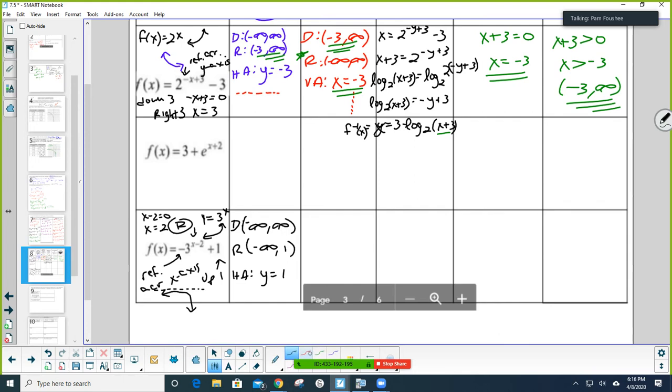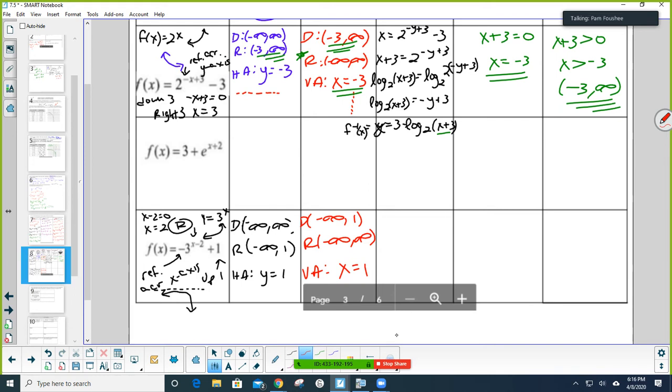If you're good with that, this part's easy. Just switch. Your domain is now going to be negative infinity to 1. Your range is going to be negative infinity to infinity. And this time, your vertical asymptote is going to be at x equals 1. Your vertical and horizontal asymptotes always have to have an x equals or a y equals. If you just put the number, you'll get it wrong.